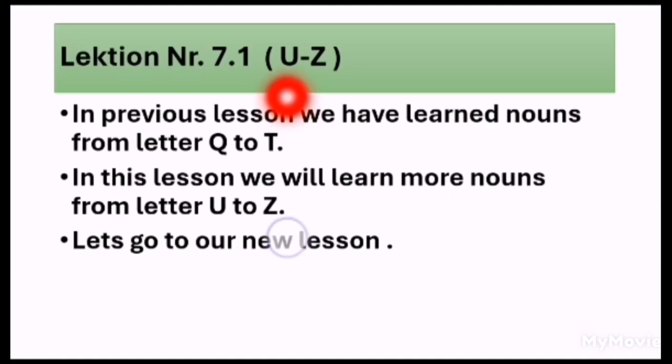So in this lesson we will read and learn about the nouns that start from letter U to Z. In the previous lesson we learned nouns from letter Q to T. In this lesson we will learn more nouns from letter U to Z in the German language. Let's go to our new lesson.